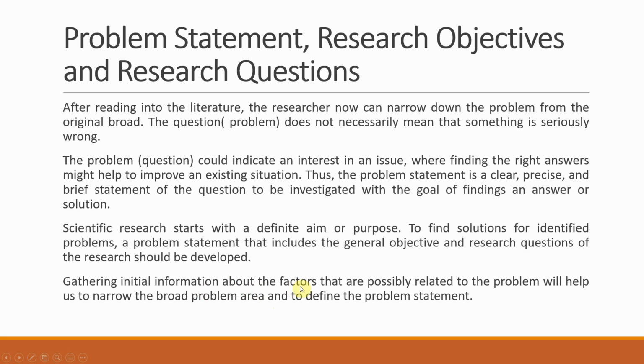So gathering initial information about the factors that are possibly related to the problem will help us narrow down the problem area. Let's say I'm focusing on corporate social responsibility. If I go through the literature and I find that there is still much debate on how corporate social responsibility influences organizational performance, and existing research also tells me that scholars have asked for further research into how different variables could explain the mechanism of impact of corporate social responsibility on organizational performance, then, based on this, and after I've done my literature review, I can write my own problem statement.